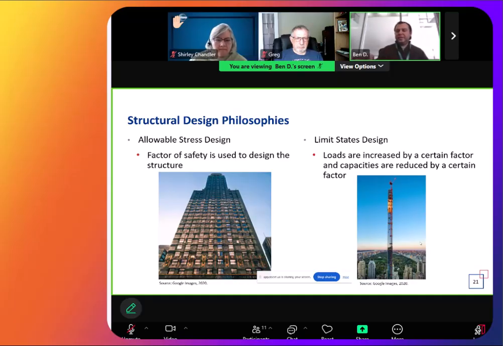The limit states design, that is a newer design philosophy where we basically reduce the allowable resistance of the structure by a certain percentage. And this leads to very efficient structures such as the tower that you see right there. That's one of the famous towers on Billionaires' Row in Manhattan. And very tall, very narrow, very efficient.